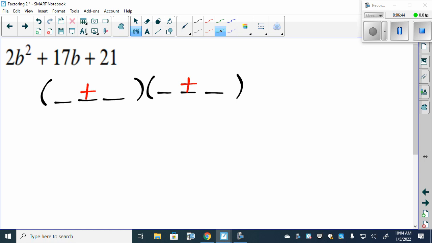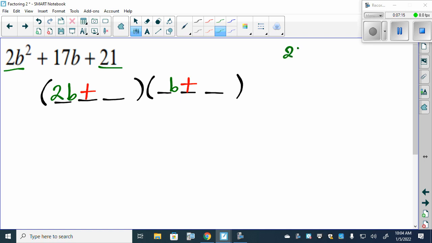Now we need to find the factors of the first and third term. So we need to find the factors of 2b squared. Well, the factors of 2 are 2 and 1. The factors of b squared are b and b. So we'll have b and b, and then we can just say 2 and 1. Because there's only one set of factors, there's only one way that we can have this. We'll just throw it in.